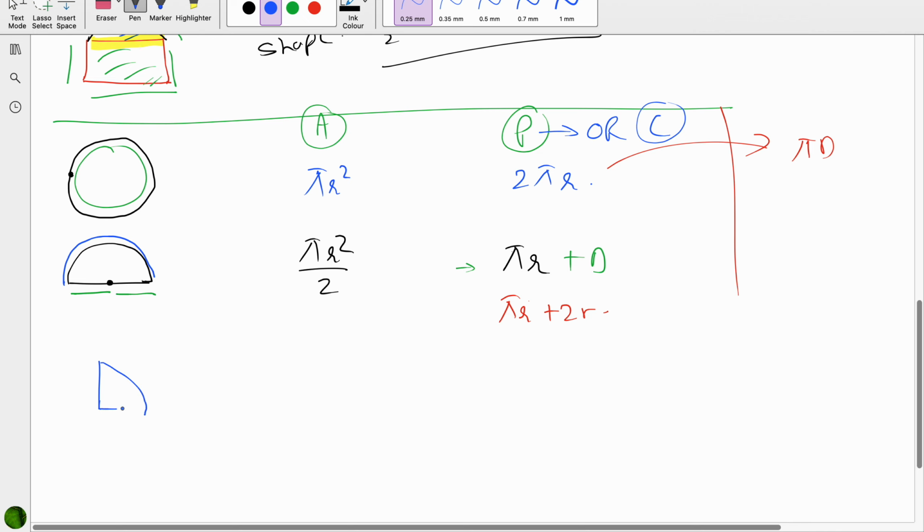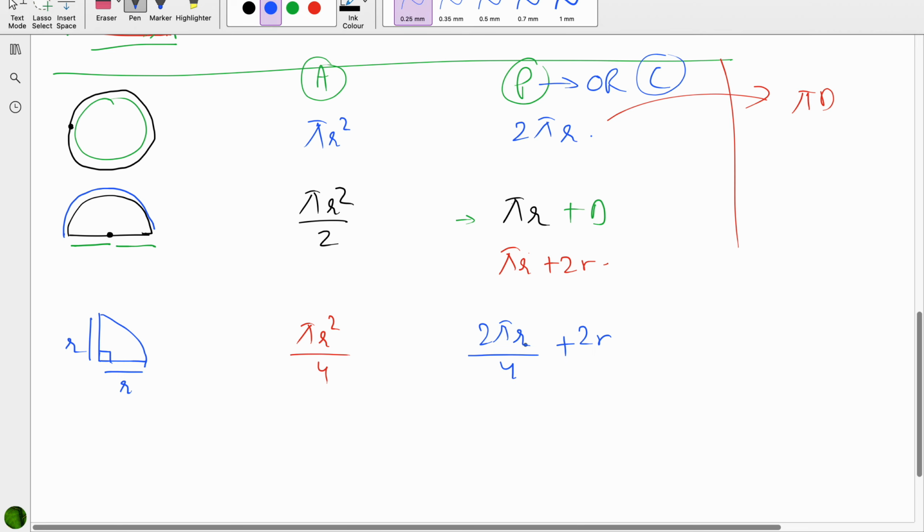Now if I talk about this quarter, 90 degrees must be given to call it a quarter, and the area is pi r square, complete circle, divided by 4. But in case of perimeter, this complete circle was 2 pi r and it is 1/4 of that plus 2 times radius, one radius and the second radius, so 2r. Definitely we would need to simplify this. This is pi r by 2 plus 2r for the quarter.